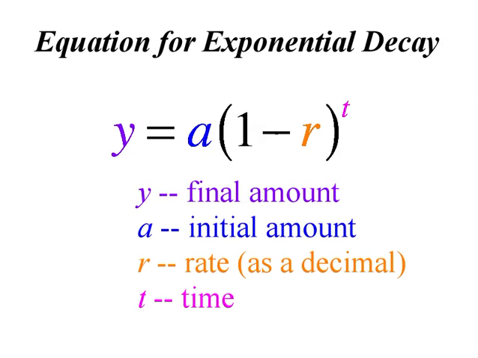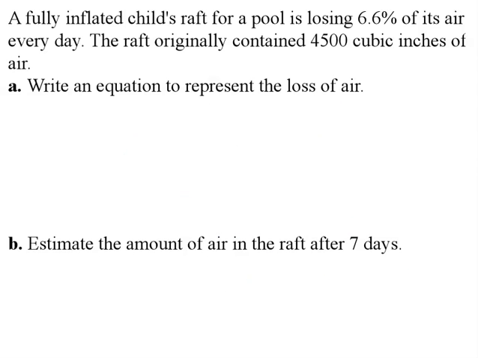Okay, so let's go ahead and look at an example here. A fully inflated child's raft for a pool is losing 6.6% of its air every day. The raft originally contained 4,500 cubic inches of air. Write an equation to represent the loss of air. So y equals A times 1 minus r to the t power. Y is what we're trying to find, right? What is A? 4,500.